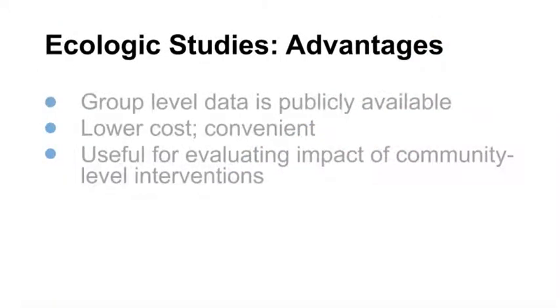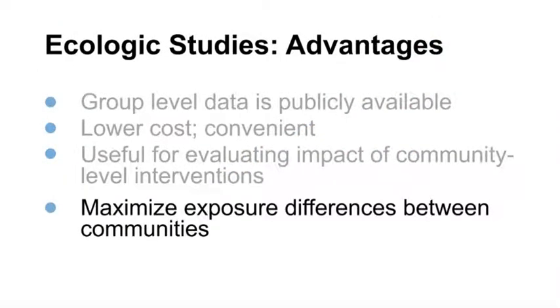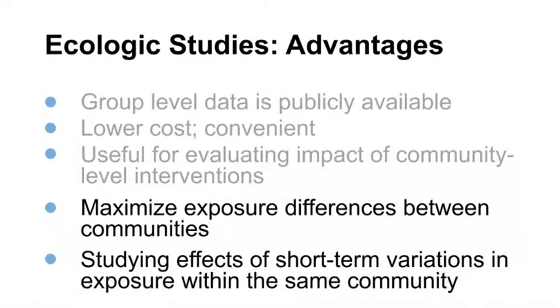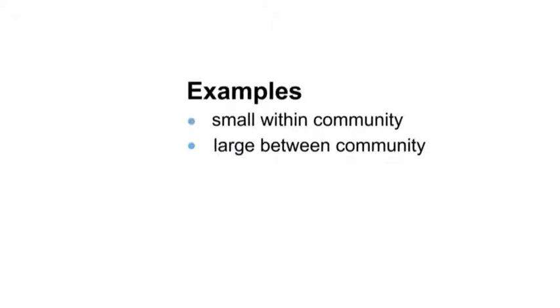Another advantage of an ecologic study is that this study design can maximize exposure differences between communities where minimal within-community differences render individual risk studies impractical, whereas exposures may differ substantially between communities, such as cities, states, or countries, i.e., effective latitude on the risk of multiple sclerosis. Ecologic studies are also useful for studying the effects of short-term variations in exposures within the same community, for example, temperature and mortality.